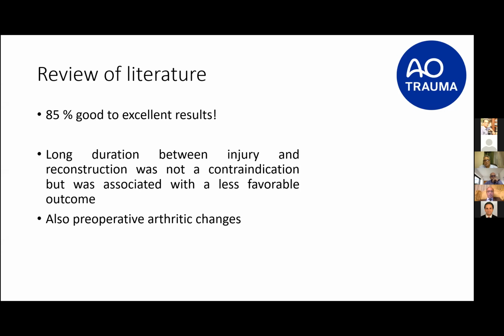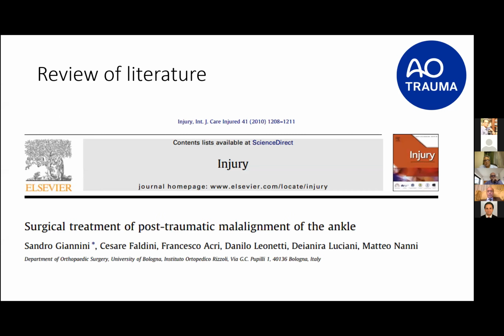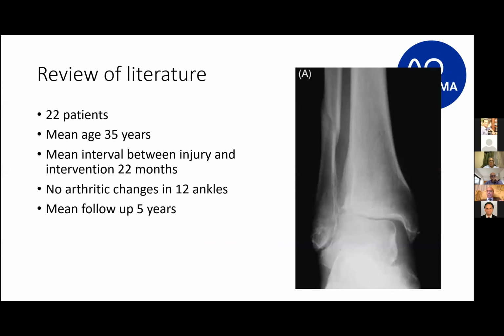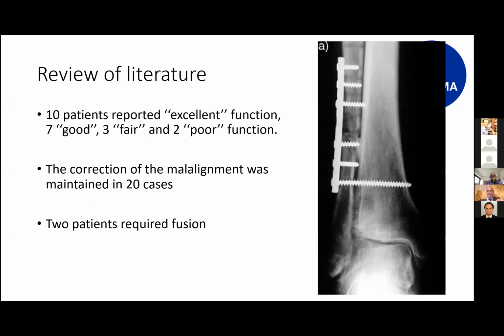Another study by Giannini, they had 22 patients with a mean interval between injury and intervention of 22 months, so almost 2 years also. But the mean follow-up was 5 years, so not a very long follow-up like the first study. So 10 patients were excellent and 7 were good. So 17 cases were good to excellent outcome, and only 2 patients required fusion. So this is also good evidence that late reconstruction of malunited or mismanaged ankle fractures has good results and can prevent later fusion of the patient.